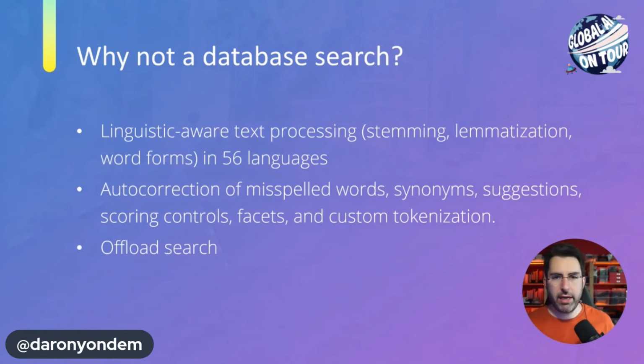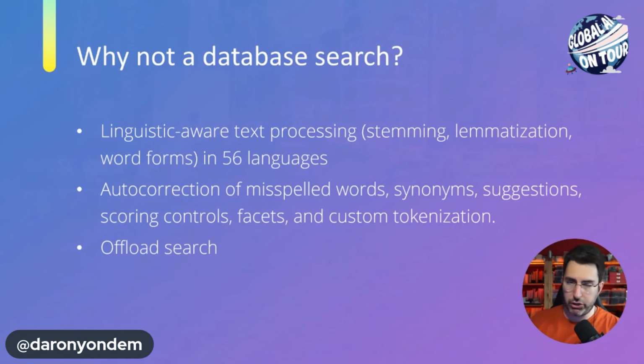So why not a database search? That's an interesting question, right? Why not a database search and instead use Azure Cognitive Search? First off, obviously, linguistic-aware text processing: stemming, lemmatization, word forms in 56 languages. Cool. It's something that, as far as I know, is not available in a regular database engine. Autocorrection of misspelled words. Yeah, we did talk about that.